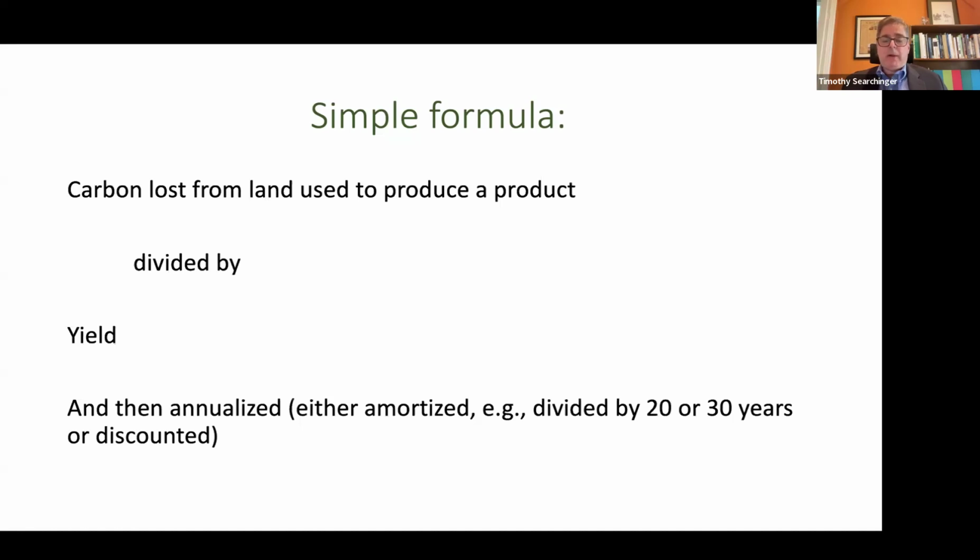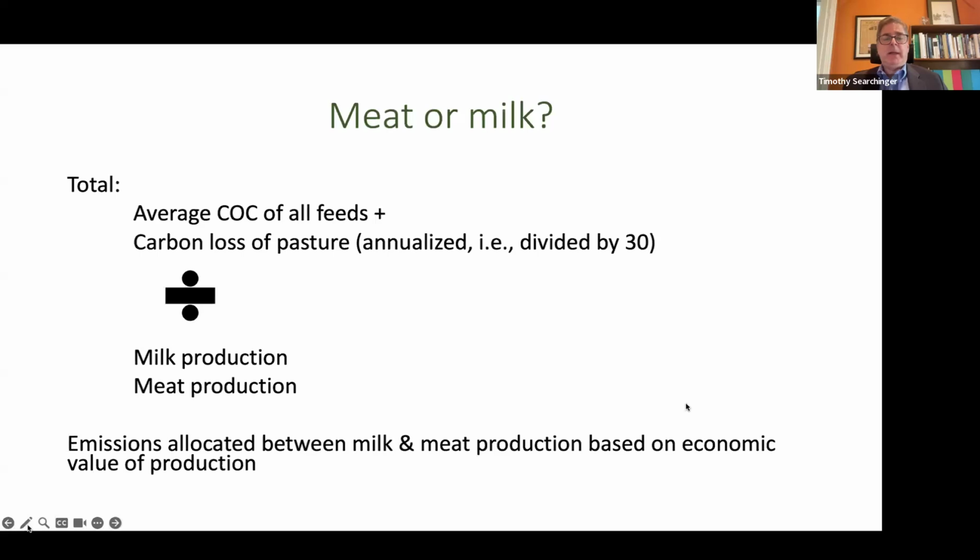But for example, in biofuels, governments have generally agreed to use 20 or 30 years to look at the balance of emissions over that. So if we need another hectare of land to produce more corn, we divide the cost of that, the carbon loss, by 20 or 30 years. And for meat or milk, it's basically the same thing. It's the carbon cost of all the feeds and pasture divided by the production of milk and meat. And then you use an allocation method. If you're, let's say, using cows that produce both milk and meat, you have to allocate those emissions.